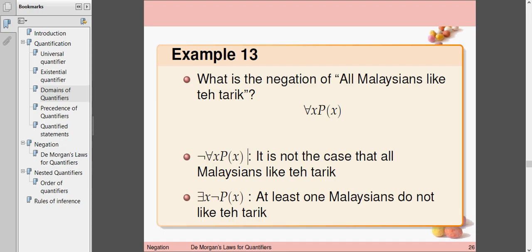So I add the previous suffix. There is, it is not the case that, and you continue with the statement you want. Here, at least one, because we use there exists. So we need to focus. If I ask you to write what these symbols mean, we need to focus.